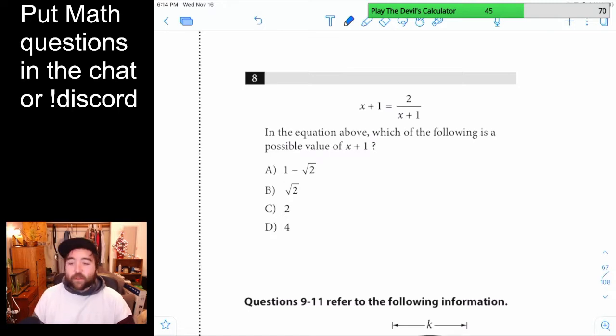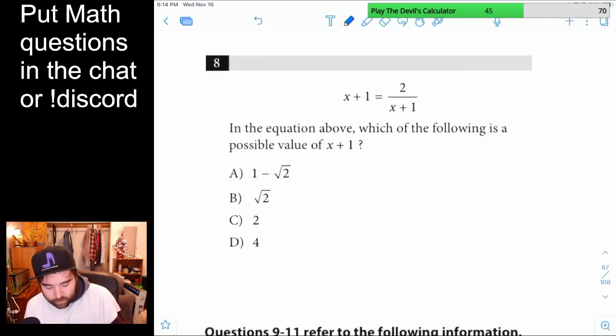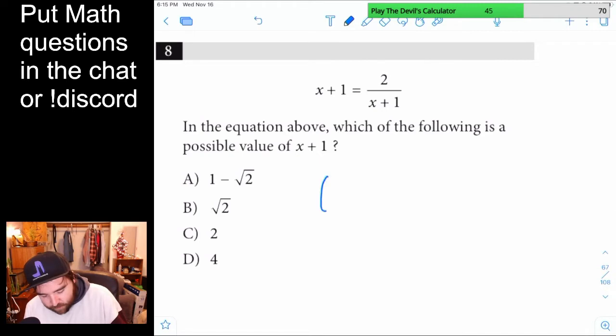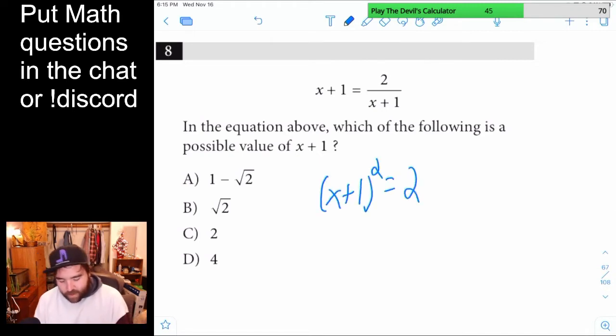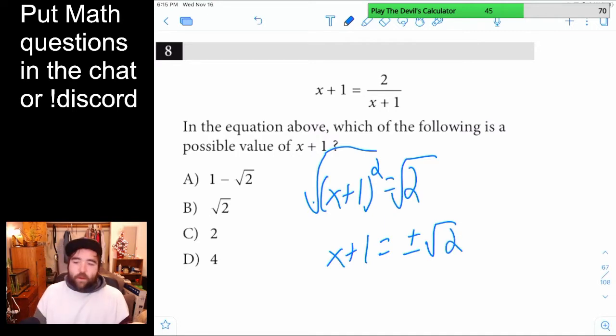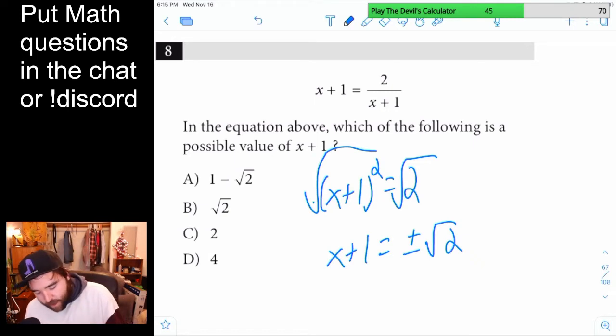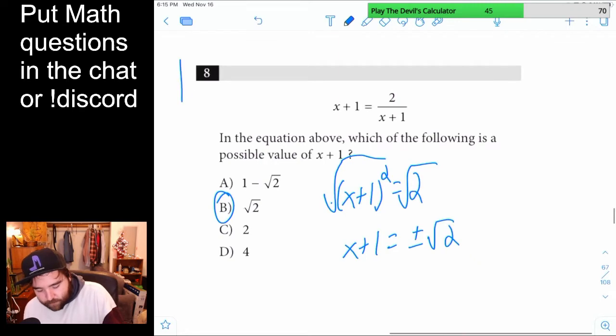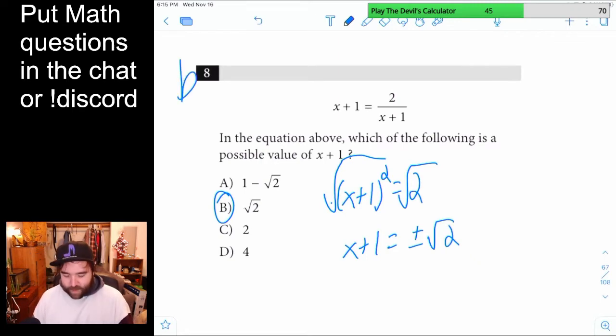All right, 8. This one's fun because you can either solve for x and then find what x plus 1 is. But that's a massive waste of time because look at what you can do here. If you multiply both sides by x plus 1, you get x plus 1 squared equals 2. And now you can just square root both sides. So you get that x plus 1 is positive or negative the square root of 2. And we don't even care what x is because all we want is x plus 1. We have that, either positive root 2 or negative root 2. And they put positive root 2. Nice.